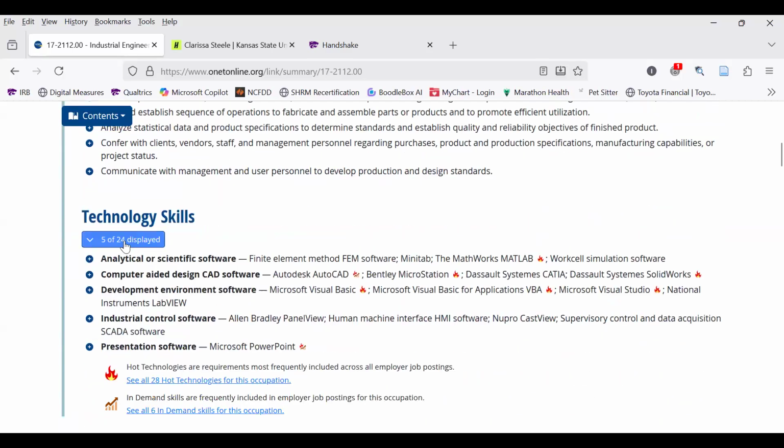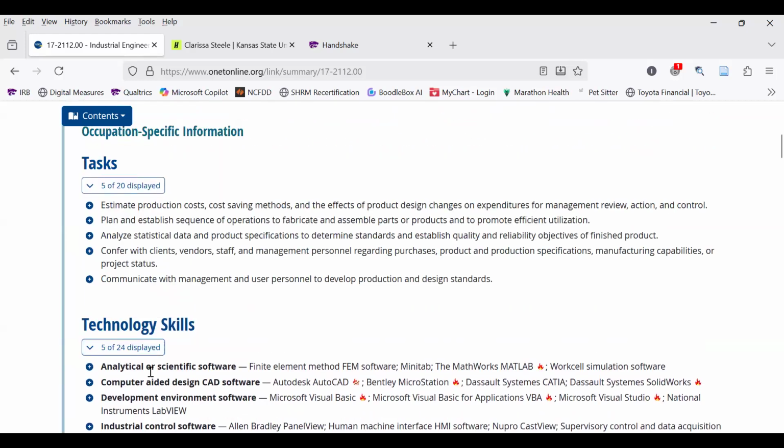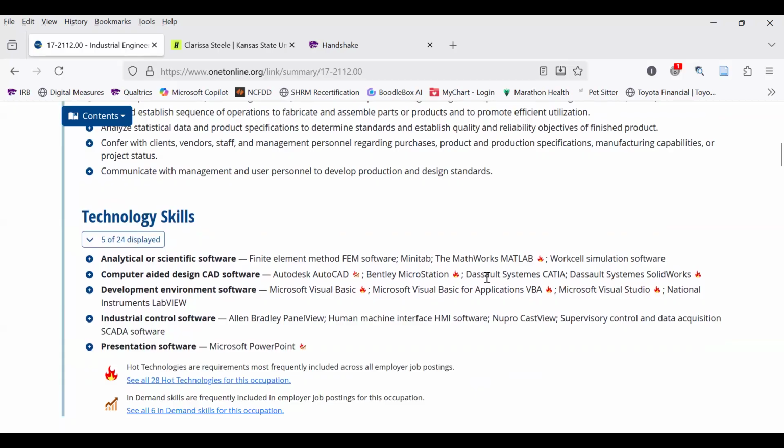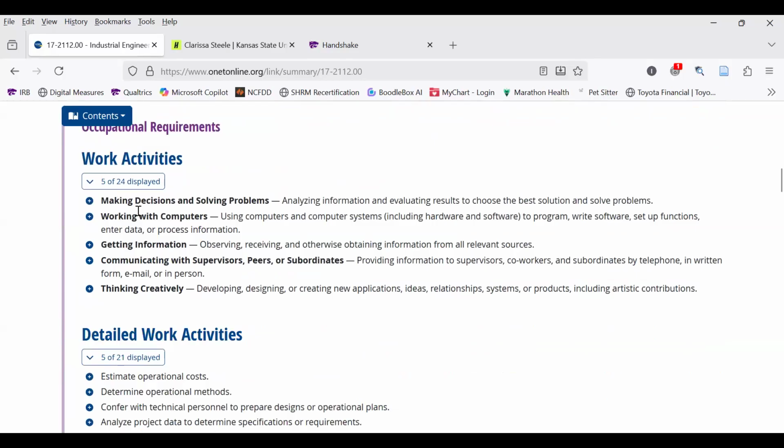It'll talk about technology skills that you need. And then of course there are more than that. Here, this might be very specific, like I've heard of MATLAB, I've never used it, for example, but if you were an engineer, you'd know exactly what that was and that is something you need to know for this job, for example. It also displays work activities.